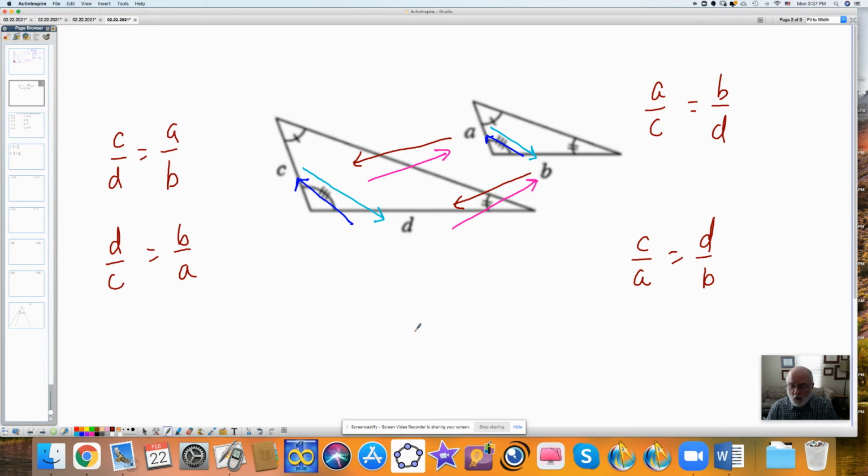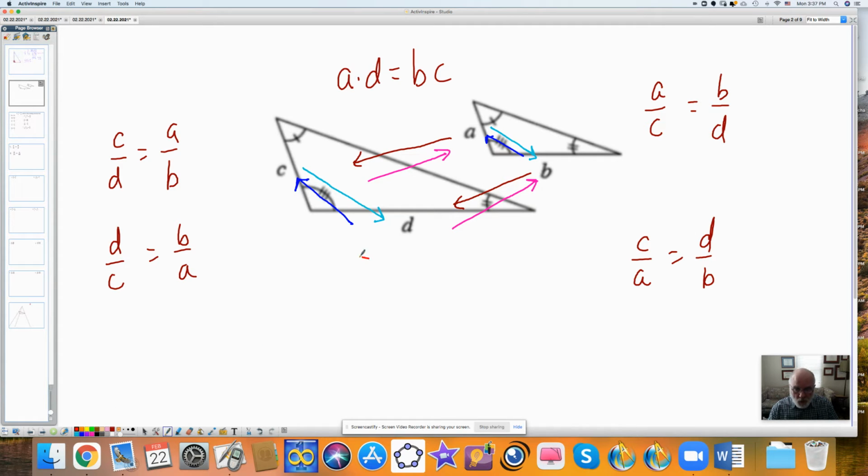These are all correct for one, but if you do the cross product property, I'll get A times D is equal to B times C. A times D, B times C. A, D, B, C. A to D, B, and C. These are 5 different ways that are valid for writing a proportion.